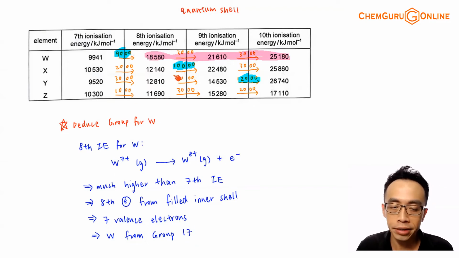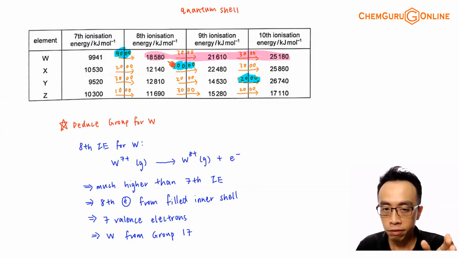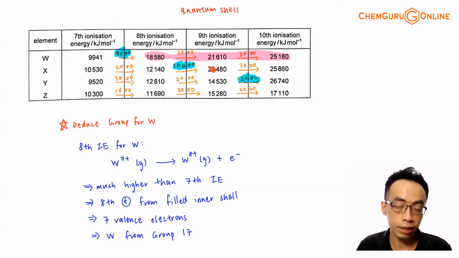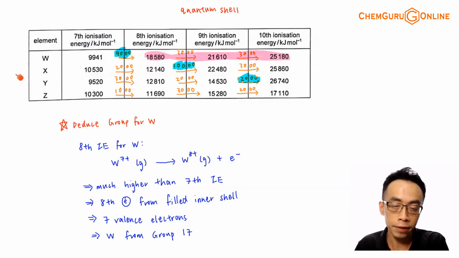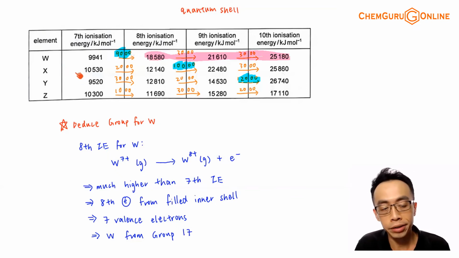So if I look at X, the idea is the same. If I consider a big difference in ionization energy between the 8th IE and the 9th IE, electron number 9 for X is significantly harder to remove than electron number 8. So why is electron number 9 significantly harder to remove? It is because electron number 9 is from a filled inner shell. So therefore, electron number 8 and before that are all considered valence electrons. It is in the next principal quantum shell, and X will have 8 valence electrons.